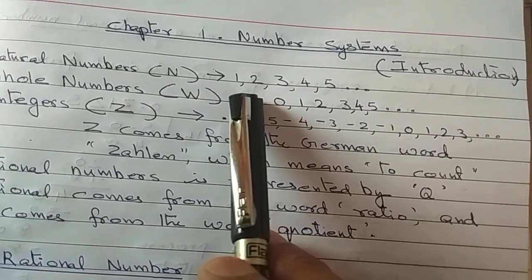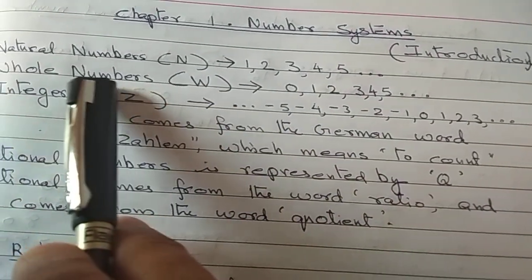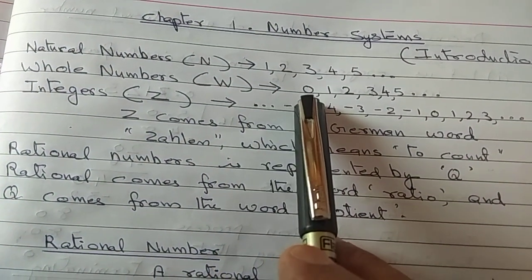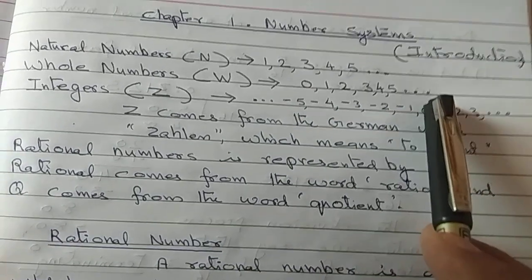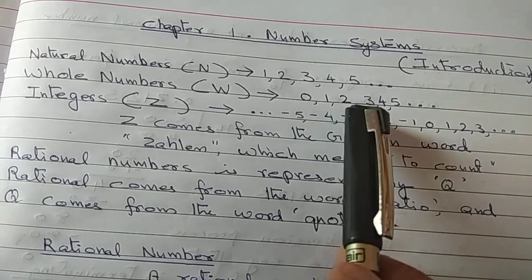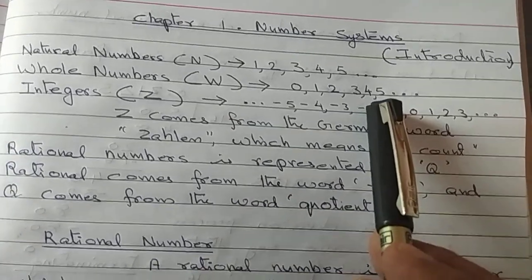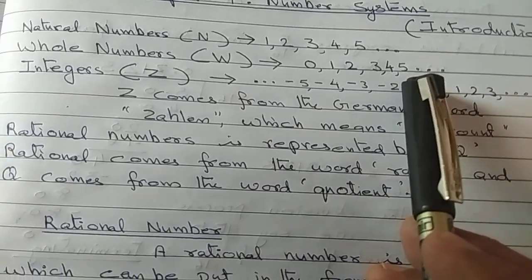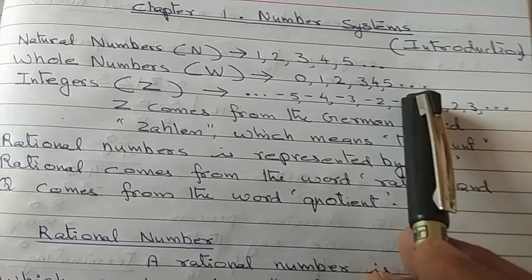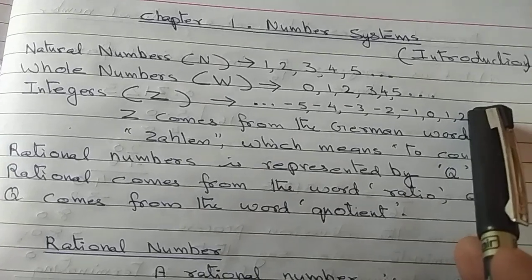So we had to include 0 in the system of natural numbers, and so we got the system of whole numbers. The smallest whole number is 0 and the largest one is again infinity, and it goes like this: 0, 1, 2, 3, 4, 5, etc. Even here, instead of putting so many dots, I have just put 3 dots to represent etc. And the largest whole number is again infinity.